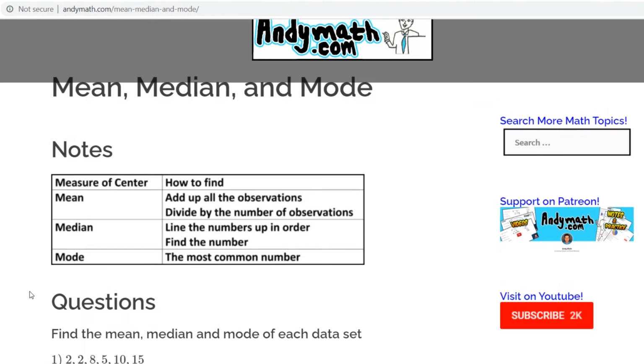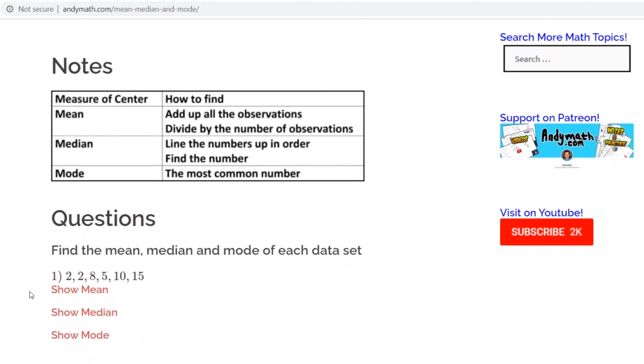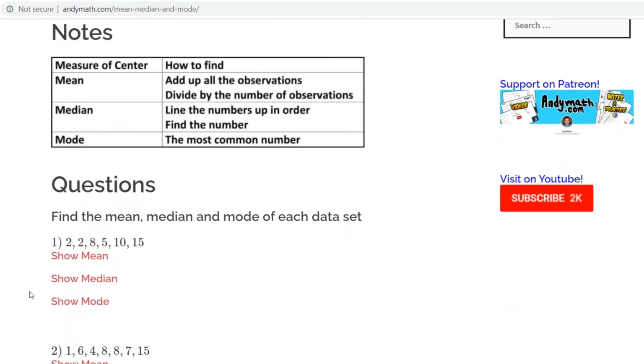We're going to find the mean, median, and mode of a data set. This right here is andymath.com. We'll do question number 1.